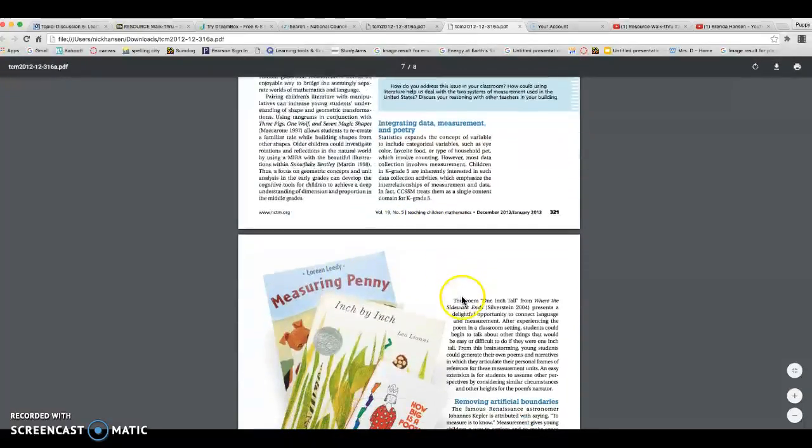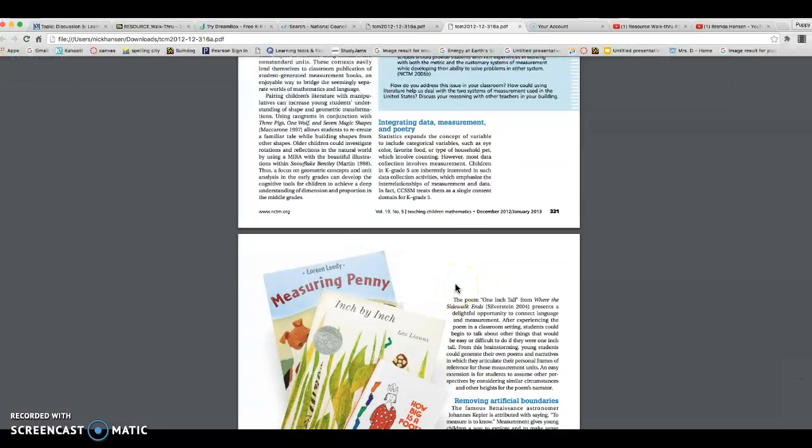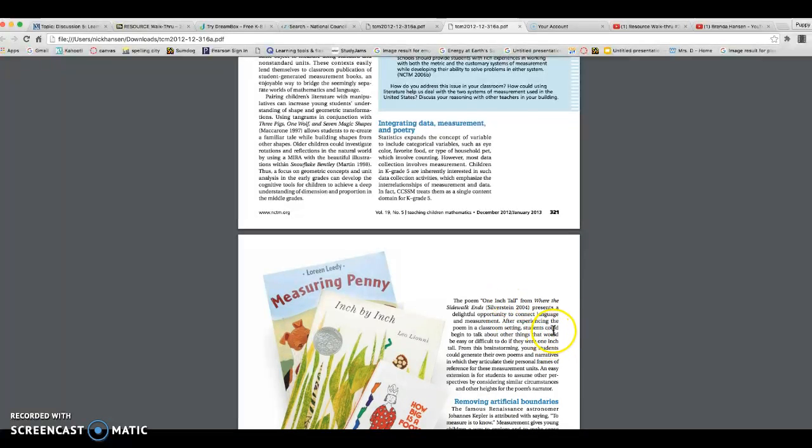Integrating data, measurement, and poetry. There's a poem, 1 Inch Tall, by Shel Silverstein, from Where the Sidewalk Ends, and it presents opportunities to connect language and measurement. So after experiencing a poem in a classroom setting, students begin to talk about other things that would be easy or difficult to do if they were 1 inch tall. This is really going to spark their interest.